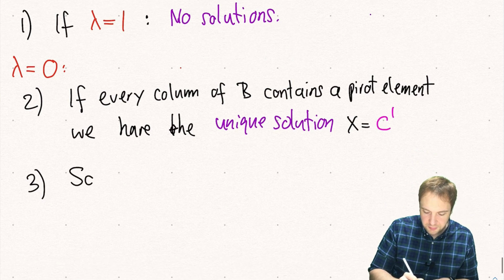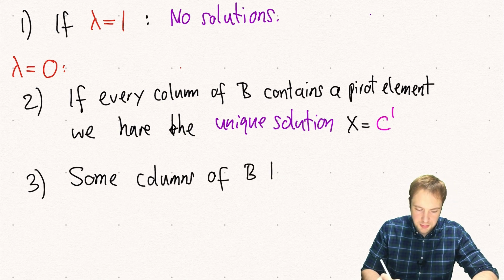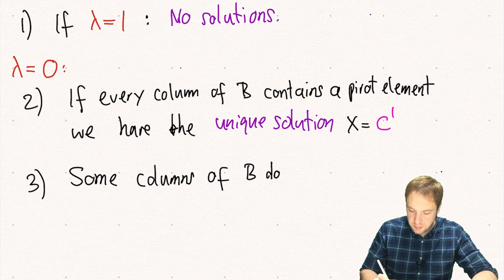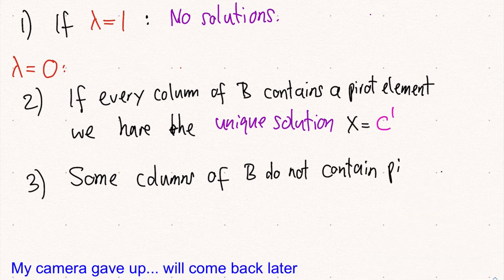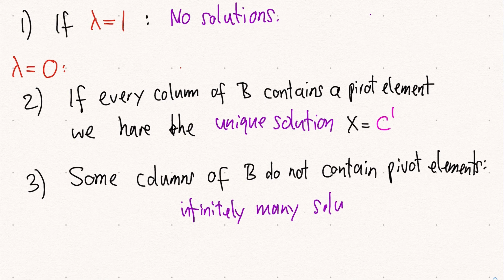So if some columns of B do not contain pivot elements, then we have infinitely many solutions. Because then we have free variables.